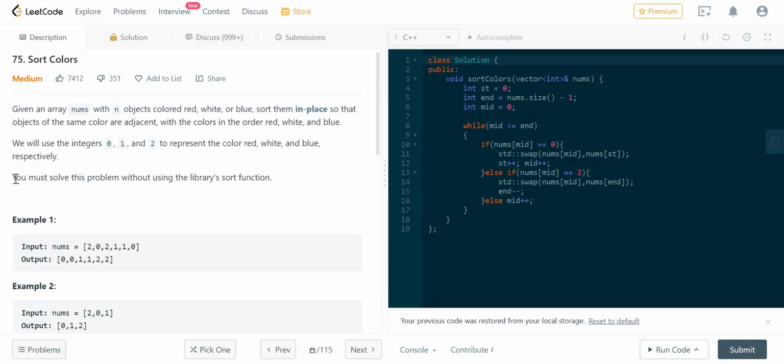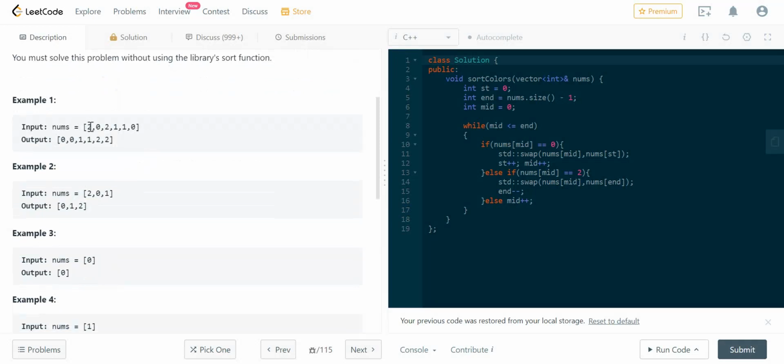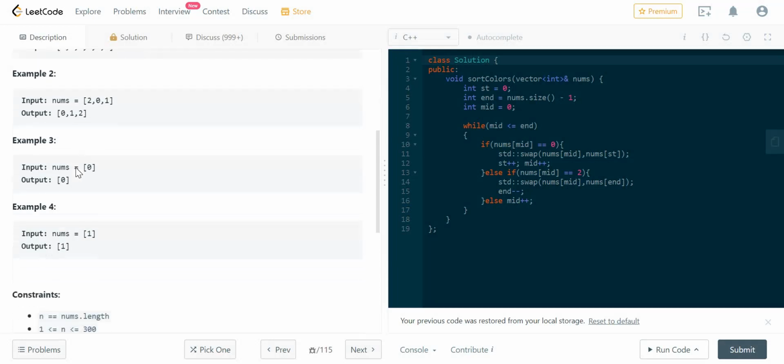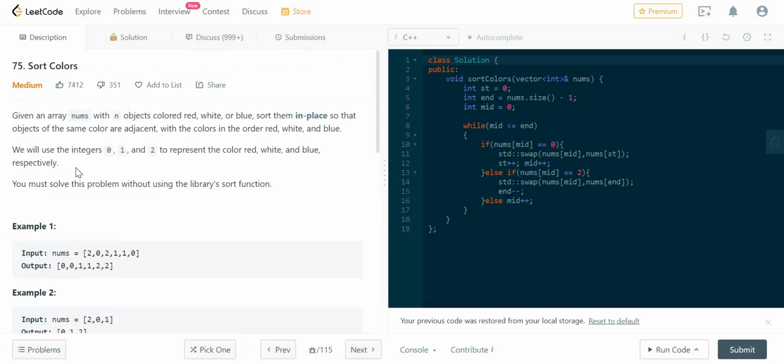So this question is very self-explanatory. This sentence basically means you cannot use any sorting algorithm, basically the inbuilt sorting functions that most programming languages have. So these are some test cases. You can see initially it was 2 0 2 1 1 0 and now it is 0 0 1 1 2 2. So I would like you all to try, give it a shot, and we'll see you after a minute.